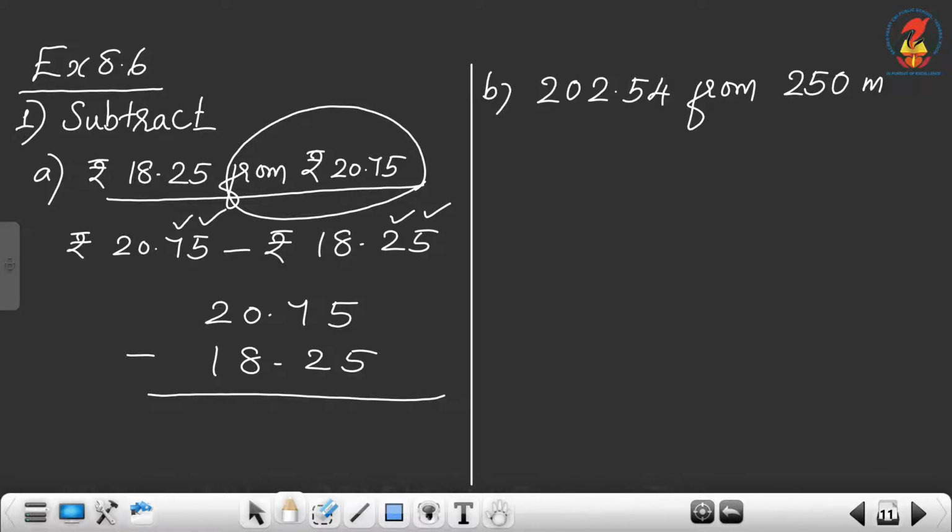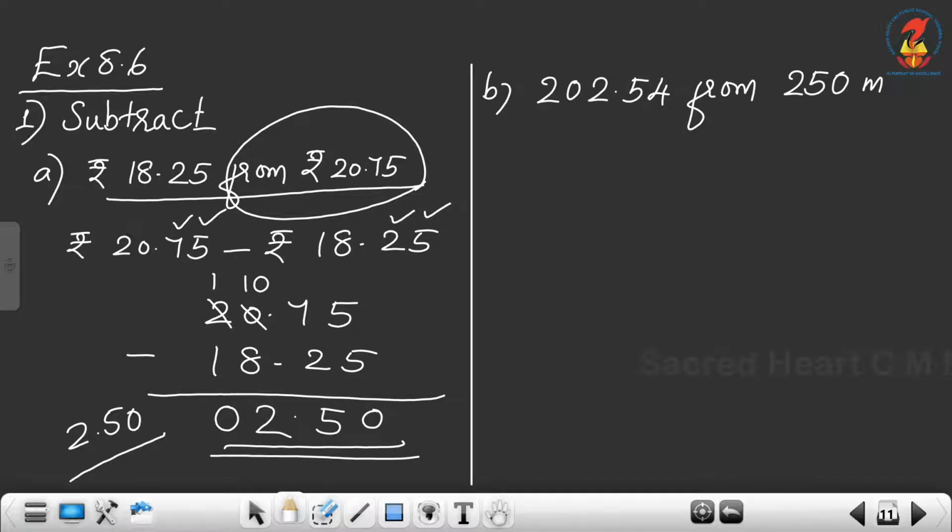Do the subtraction. 5 minus 5, 0. 7 minus 2, 5. Next decimal point comes, put the decimal point. Then 0 minus 8, not possible. So we have to borrow from this 2. 2 will become 1. So here it will become 10. So 10 minus 8, 2. 1 minus 1, 0. So what is the answer? 2.50. So we can say that the answer is 2.50. No need to write down this 0 when we write down the answer. So we can write down the answer as 2.5. Next question.